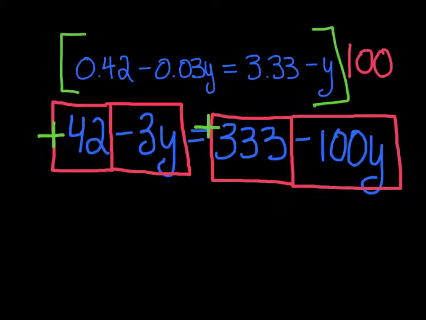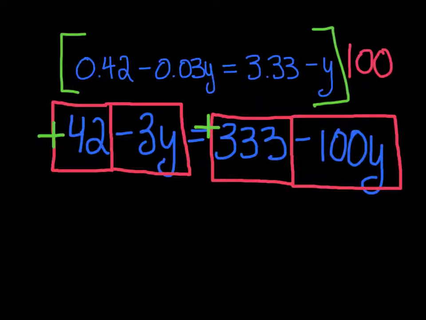So if it helps you to remember what operation you need to perform to move a term from the left to the right or vice versa, go ahead and insert these understood positive signs in front of numbers that begin an expression on either side of the equation. From here, I need to decide where I want to collect my variable terms. Since I have minus 3y over here and minus 100y over here, I think it makes sense to move my variable terms to the left side of the equation.